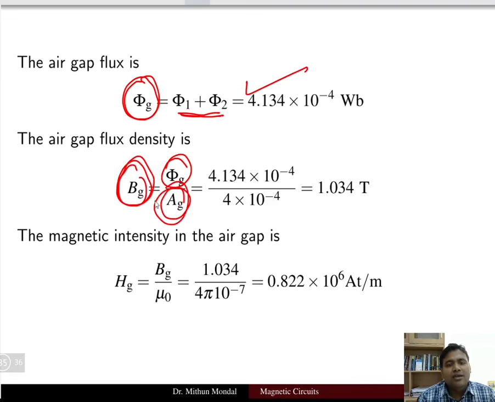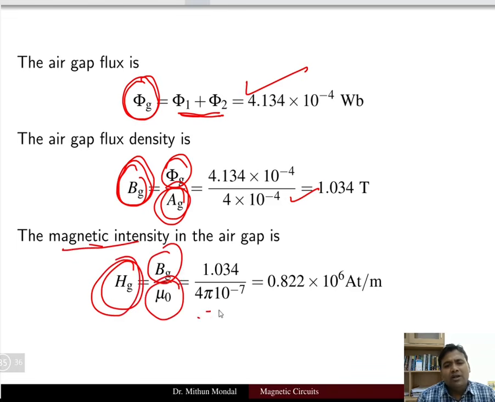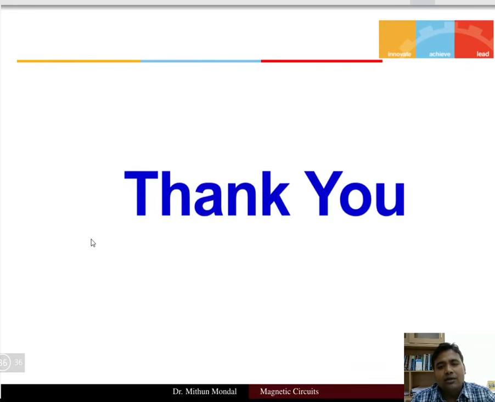If you have obtained the air gap flux, you can easily obtain the density, equal to flux per unit of area. And the intensity you can obtain, Hg is equal to Bg by mu naught. From the very fundamental equations we are using here, after using the geometry, we have solved the values of phi 1 and phi 2, and then we are obtaining the flux density and magnetic intensity from the knowledge of the basic formulas. So in this way we have completed the second tutorial of the magnetic circuit.